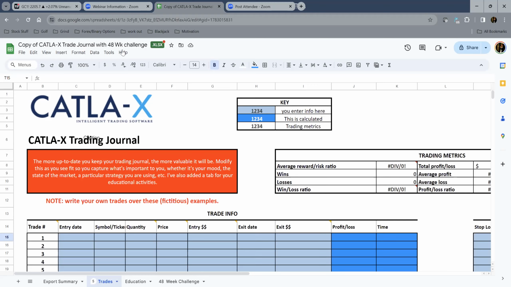Everybody with me thus far? All right, good. Now let's talk about trade confirmations or trade triggers. Number one being a trade trigger is retest of manipulation.